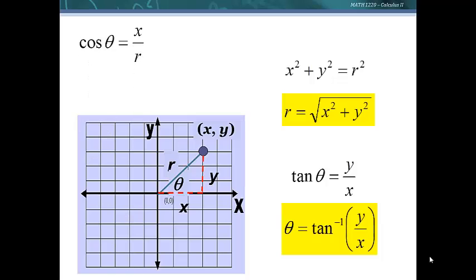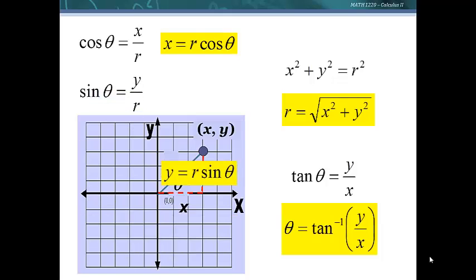Now, if we also look at that triangle, we can connect just x with theta and r, because cosine theta is adjacent over hypotenuse, and we could solve this for x. So x would be r cosine theta. So we have a connection with just the x variable to the polar world. We could similarly look at sine theta, which is opposite over hypotenuse, and so that would be y over r, and we could solve this for y, and y would equal r sine theta. So here's our connection between rectangular and polar coordinates.